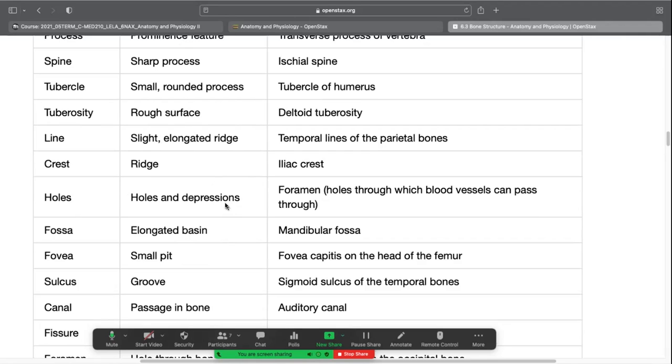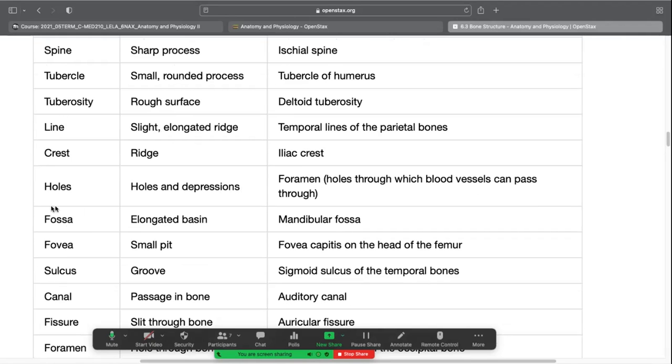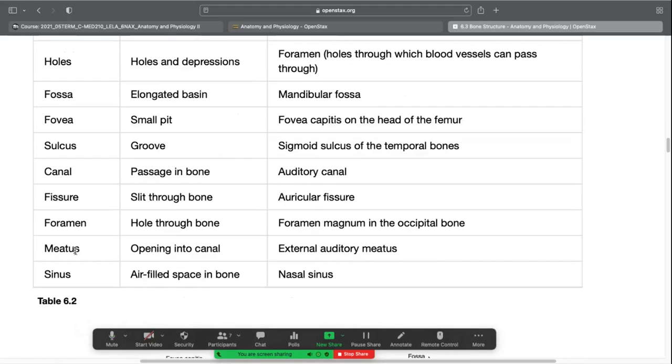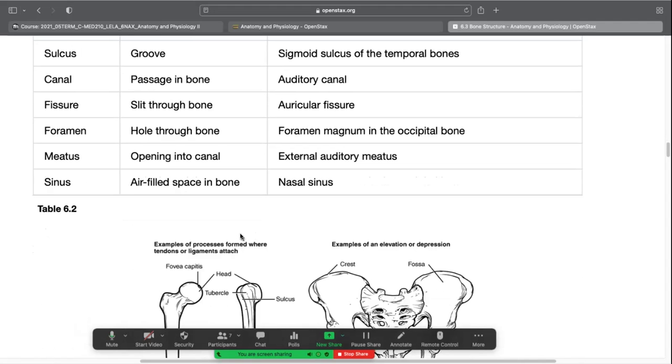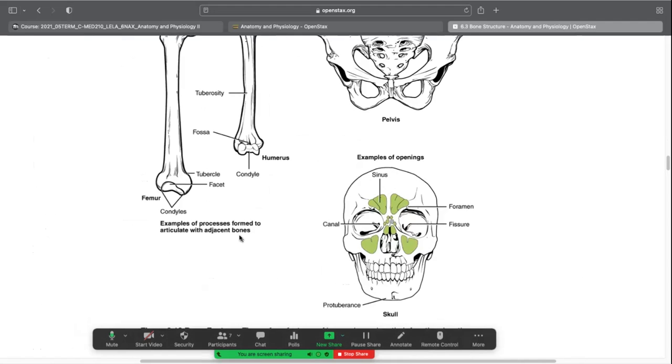For right now, if I don't mention the hole or the fossa, which is a depression or a groove or an opening like meatus, just know that this training is basic, and there's more training to come in your future career if you want to move higher up along your clinical career, because there's a whole bunch.